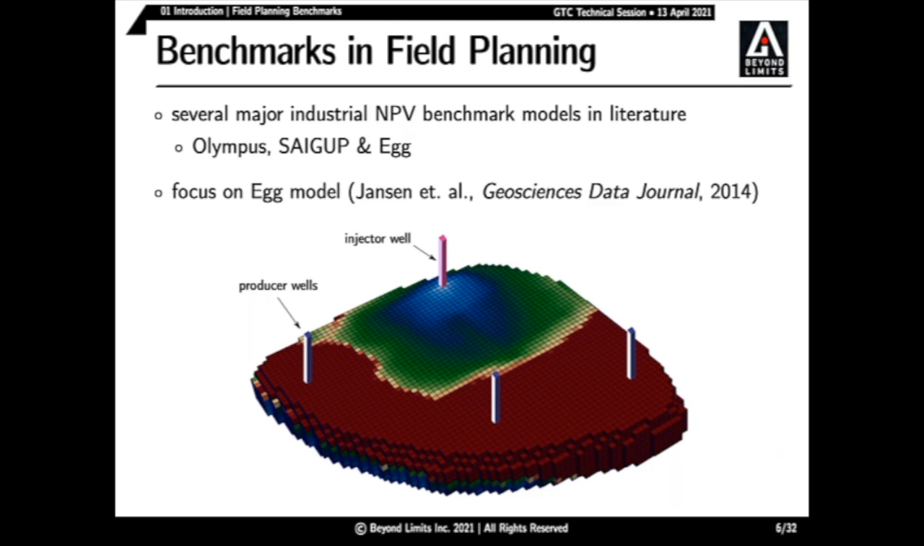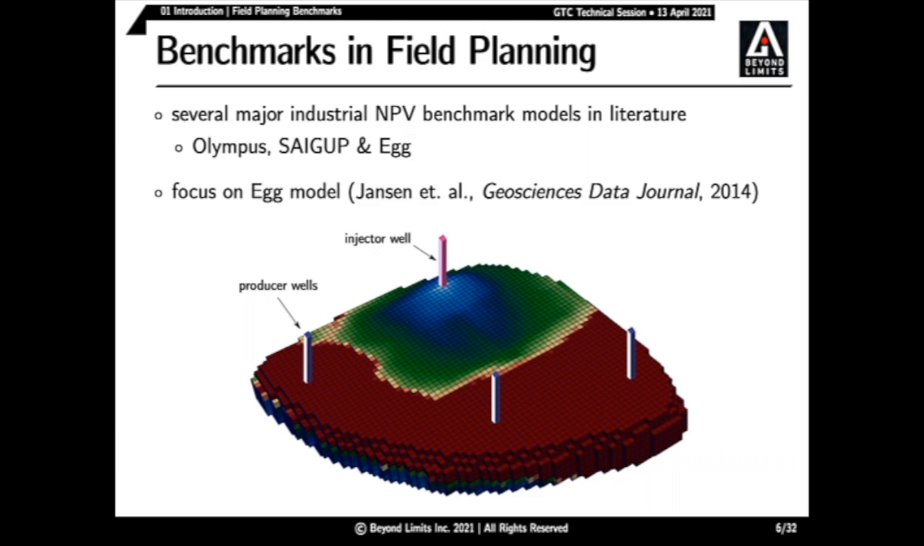Now, this model was first presented by Jansen et al. in the Geoscience Data Journal in 2014. The reasons why they chose this model are very simple. It consists of only 20,000 cells, and this makes the simulation times reasonably tractable.